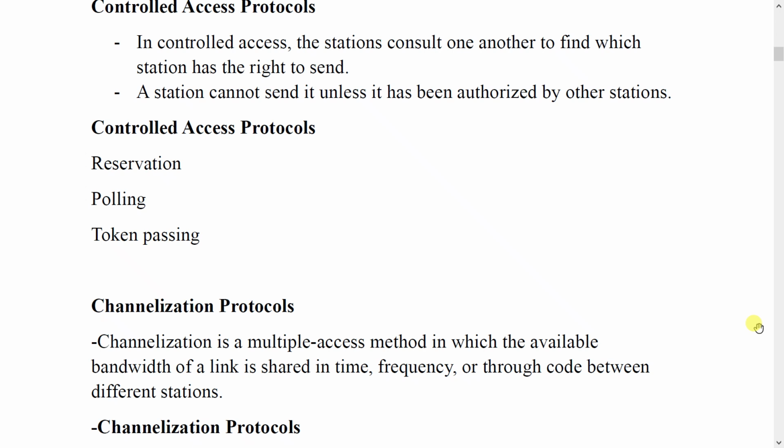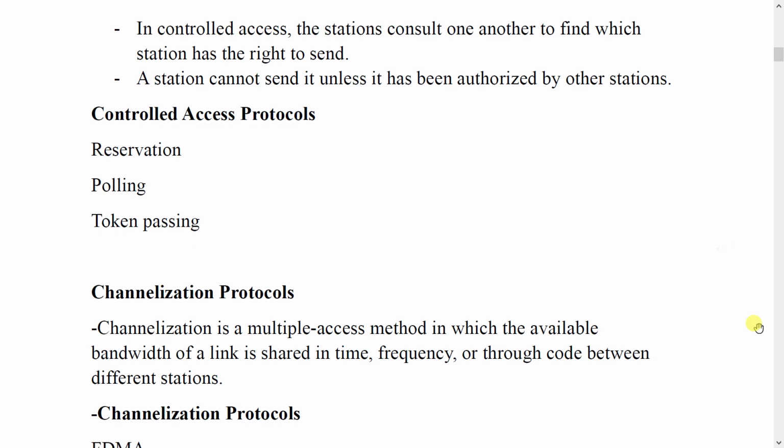Polling is also a kind of controlled access mechanism, like voting. Who has the right to send? The one with the most votes gets the right to send. And token passing: there is a token, one flag, one ID, and this one ID can be with just one device at a time. The one who has the ID has the right to send. So all these are controlled access mechanisms.